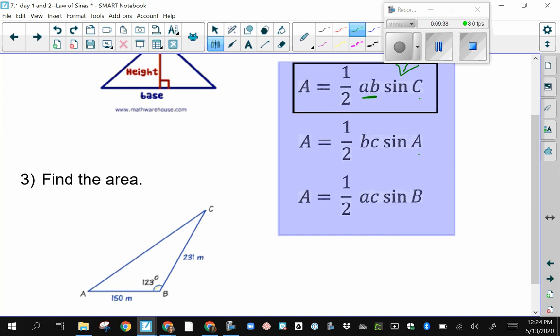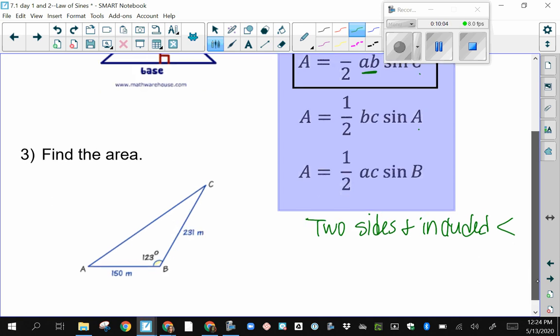So what you need is two sides and the included angle. So here I have 150 meters, or maybe miles, I'm not sure, 231 meters, and I have the included angle. That's a good time for us to use this formula.